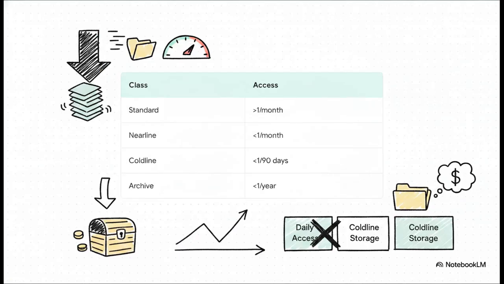Notice the inverse relationship here between how often you access data and the storage cost across our four classes: Standard, Nearline, Coldline, and Archive. Standard is obviously for frequently accessed stuff. But here's the catch. Choosing Nearline or Coldline to save a few bucks only works if you actually leave those files alone. Retrieving data from those colder tiers hits you with access charges. So if you move daily accessed files to Nearline, you might actually see your bill go up.